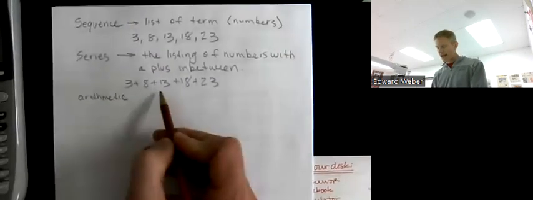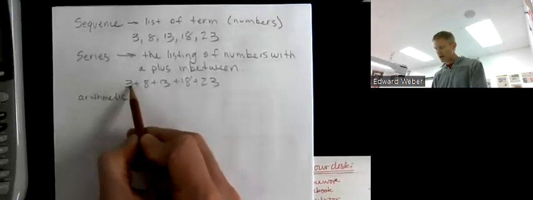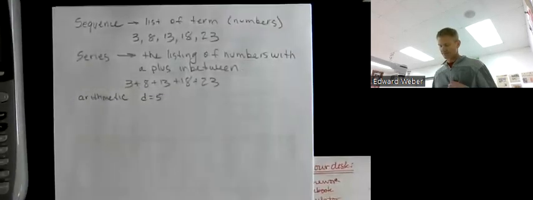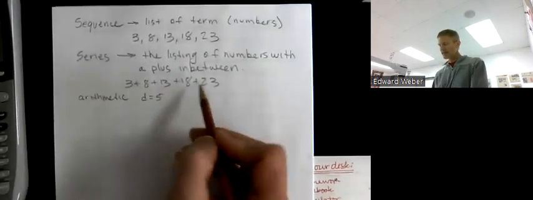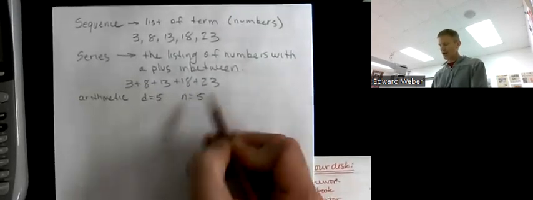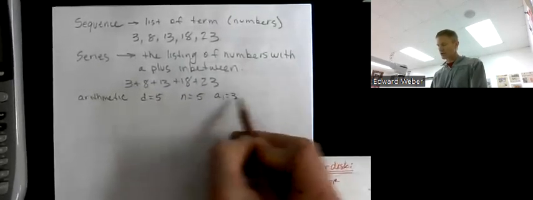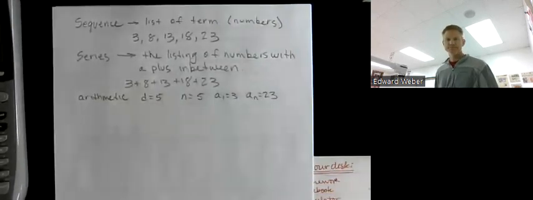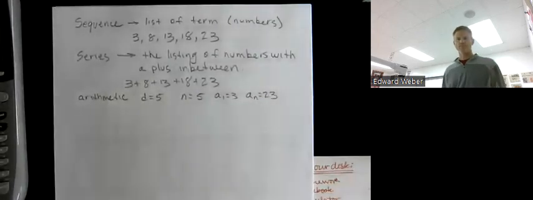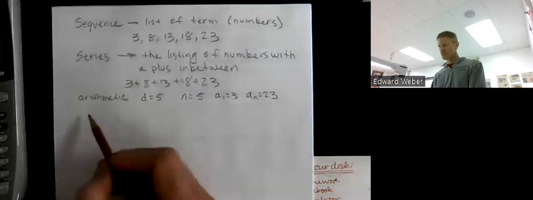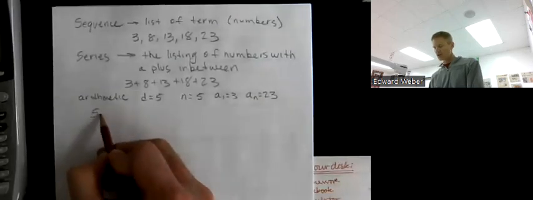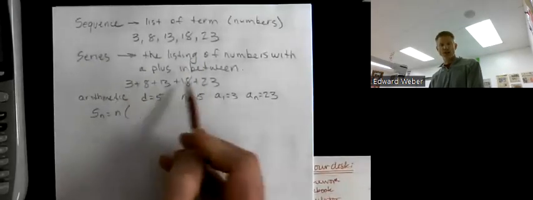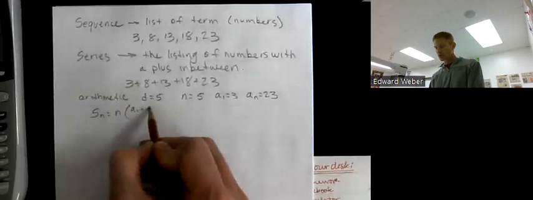We know this is arithmetic because our terms are going up by 5 every time. Our common difference is 5. We can clearly see that the number of terms is 5. And our first term is 3, of course, and our last term would be considered 23. So if we were going to find the sum of the series, adding up all these terms together, we would use our formula.